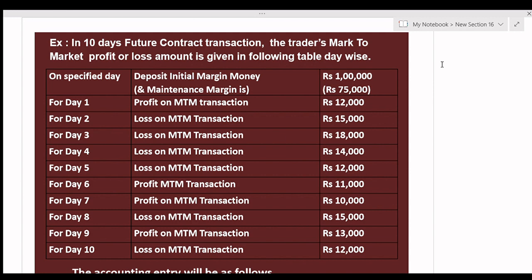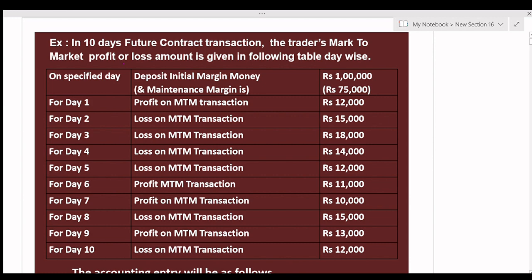Today is the 17th session. Last day I discussed initial margin and mark to market margin. Today I will continue this and start a new chapter, option derivatives. Now come to a problem. Last day I discussed the accounting entry on initial margin and mark to market margin.